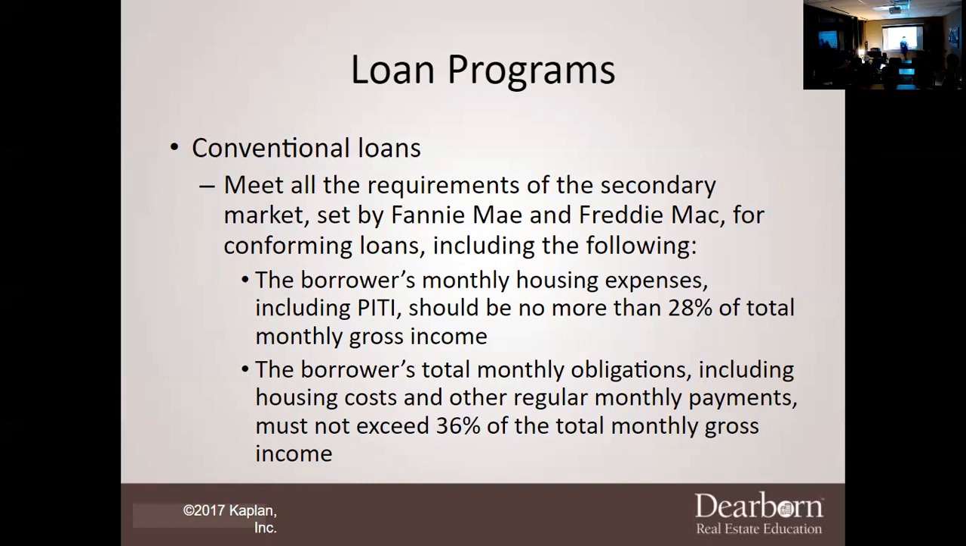Okay? Imagine if we went off of net instead of gross. How many people would not have as big of a house as they got? Okay? But we go off the gross, not the net. The borrower's total monthly obligation, including housing costs and other regular monthly payments, must not exceed 36% of the total monthly gross income. So all of your debt cannot be more than 36% of your income.